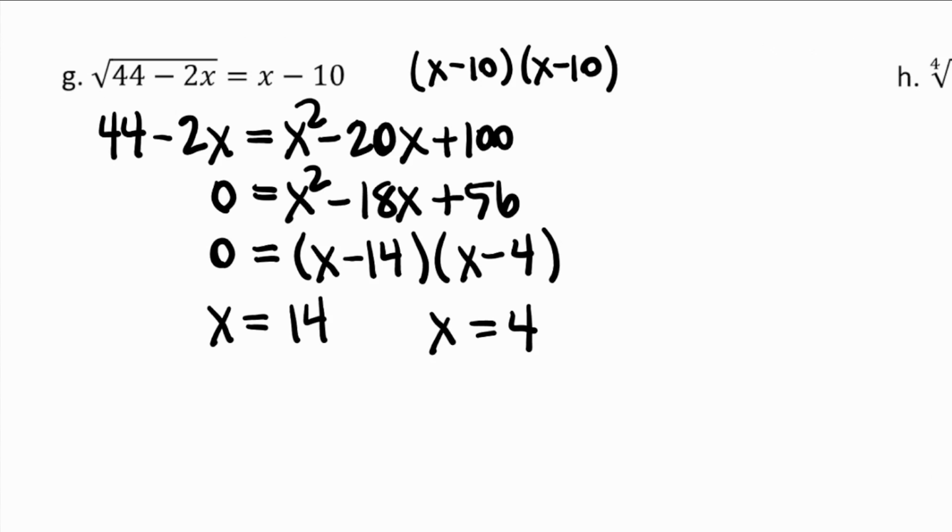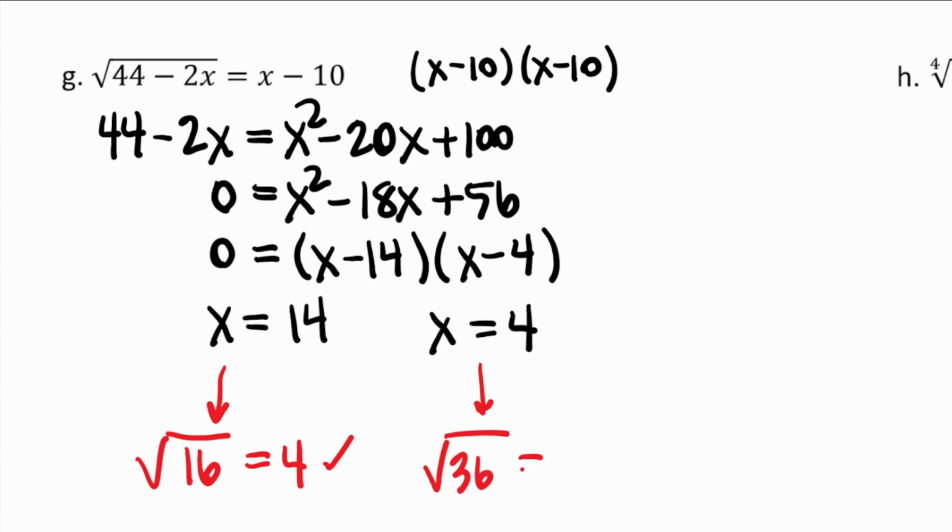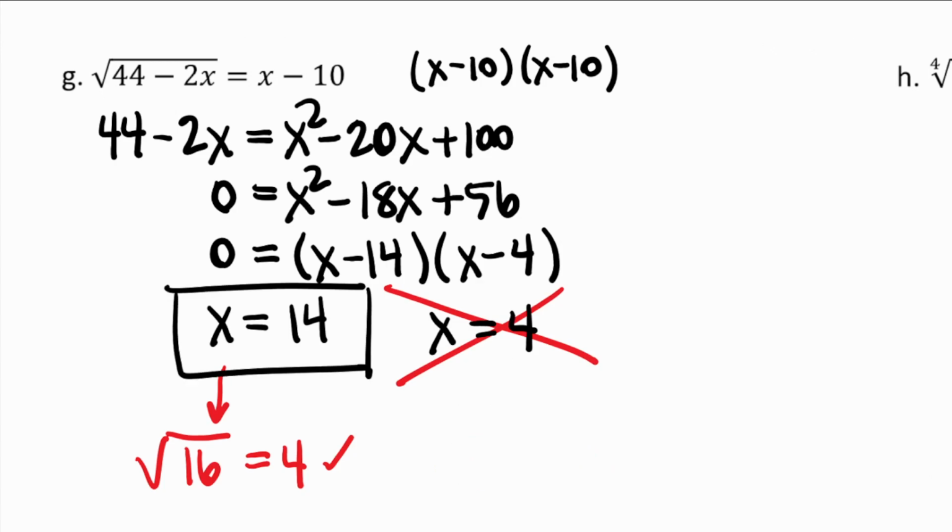And much like last time, I had to square both sides of the equation, so I'm going to check my answer. Thinking about x equals 14, the square root of 44 minus 28, 16. Is that equal to 14 minus 10? Yes, good. But when x equals 4, I'm going to have the square root of 44 minus 8 equaling 4 minus 10, and that's not true. The square root of 36 is positive 6. That's an extraneous solution. I'm crossing it out. So x equals 14. That is my only solution.